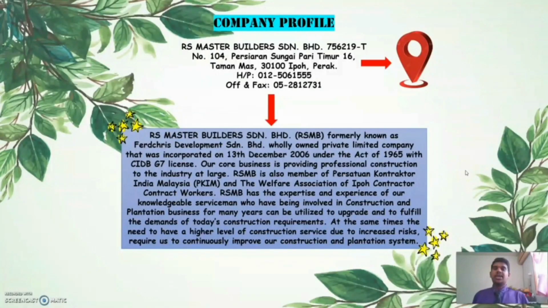Hi to everyone. I am Lohindran Parameswaran. My registration number is 01DK20F2018. Today I am going to talk about the company profile. The company we chose for our design project is RS Master Builders Center Bharat. Their registration number is 756219. The company is located at 104 Persiaran Sungai Padi Timur 16, Taman Mas, 30100 Ipoh, Perak. In this slide I will attach the information and office details of this company.